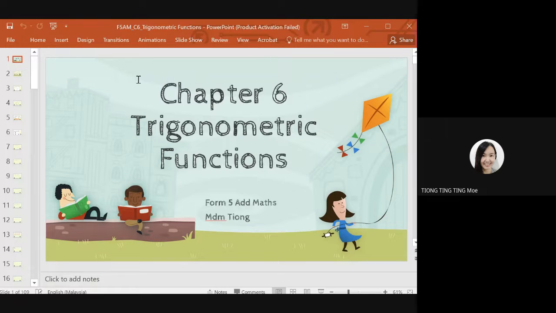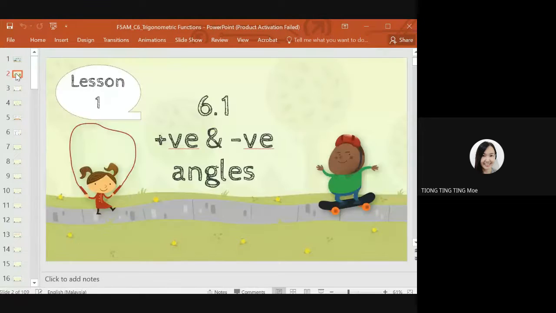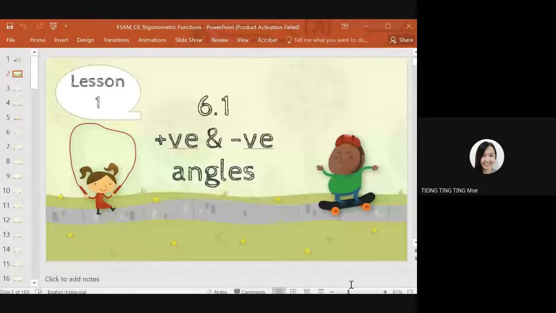Okay, so trigonometric function. Actually, you already learned about trigonometry in your mathematics already. So some concepts we will bring up to our lesson. Can everyone hear clearly? The screen is also clear, right, no lag?